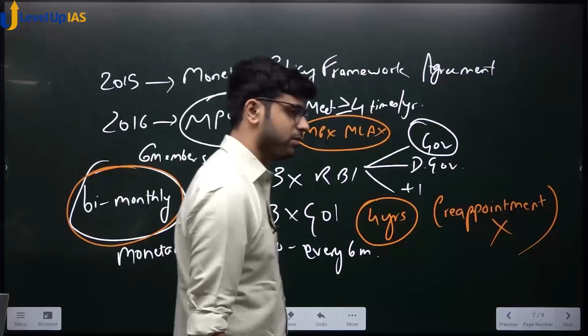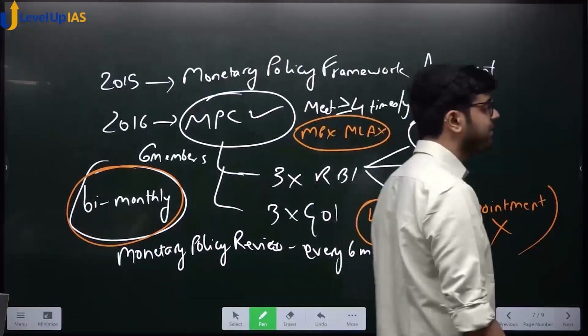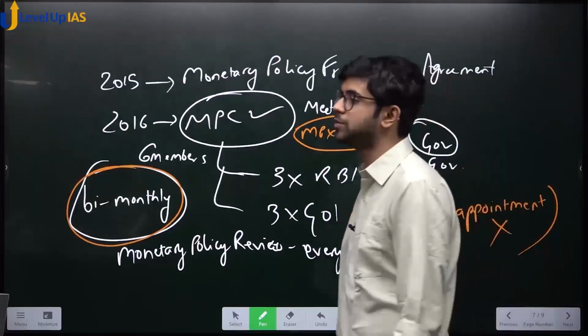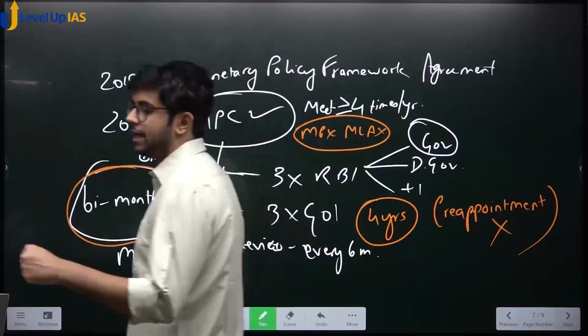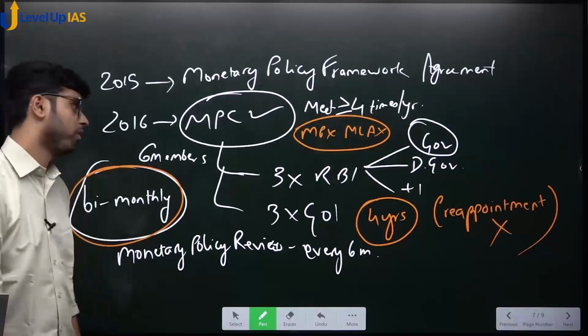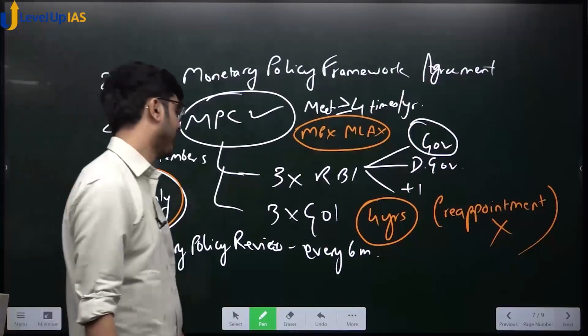They will meet once in 2 months. The policy will come once in 2 months. They have to meet at least 4 times a year. And every 6 months they have to give an entire review of the economy. So, monetary policy review every 6 months.